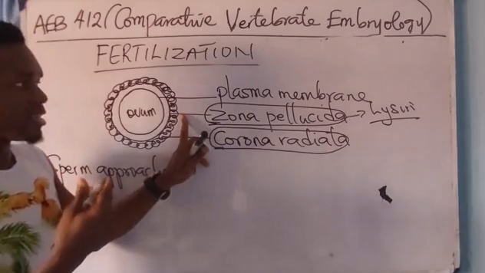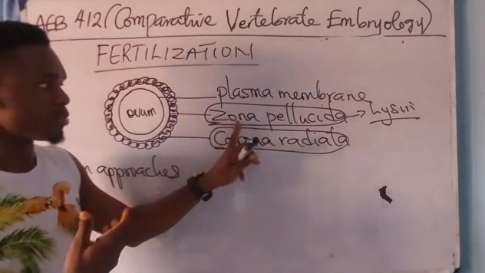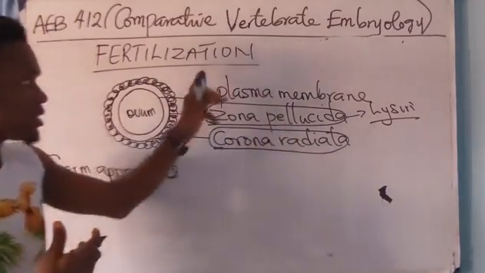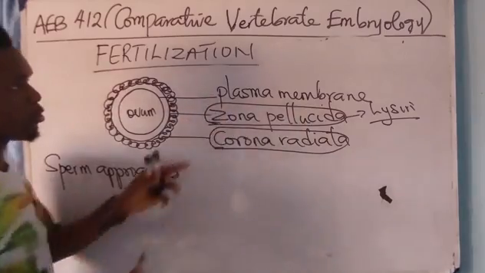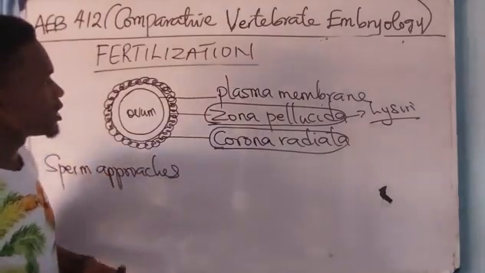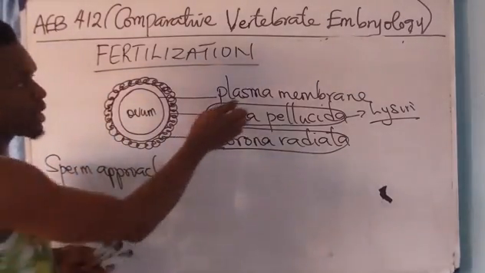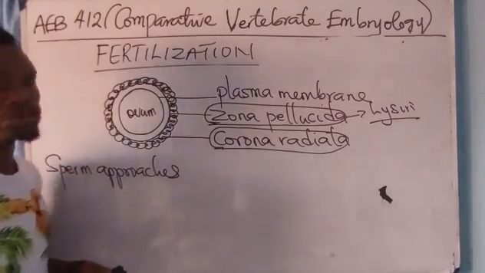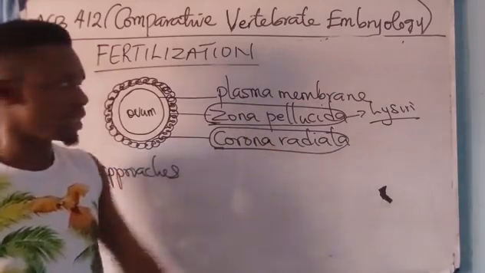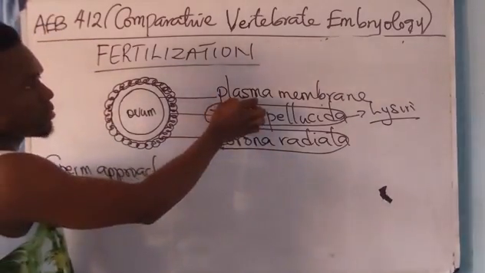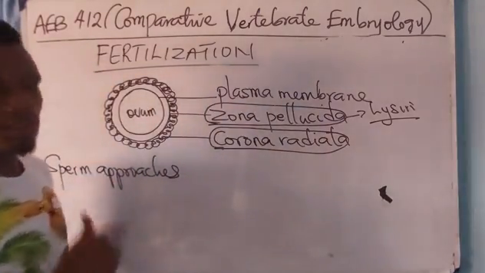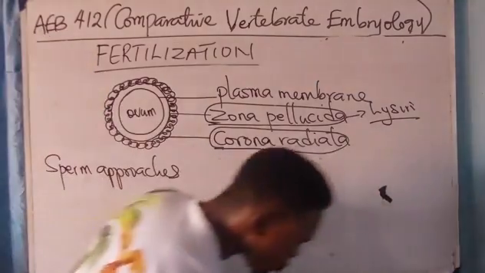Now, since the sperm has successfully penetrated the zona pellucida, what is the next one? It is what? The plasma membrane or the plasmalemma. As soon as you get to the plasmalemma, then mission accomplished, because this plasmalemma is highly permeable. It is not as strong as the zona pellucida and corona radiata. As soon as it passes through this plasmalemma or the plasma membrane, it enters into the egg, and fertilization begins to take place. Take note of that.